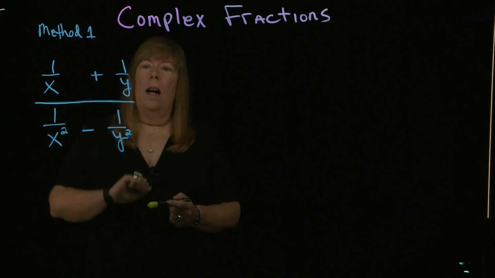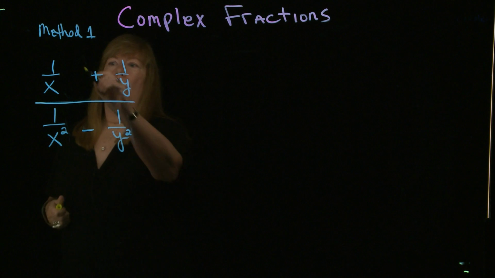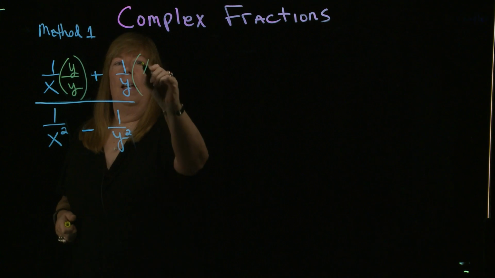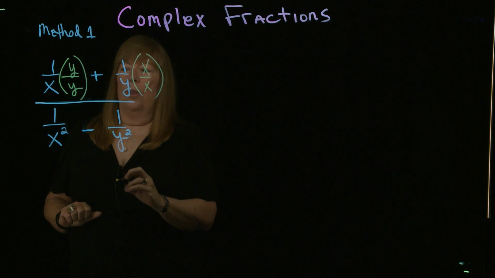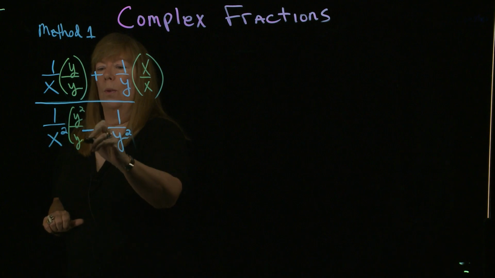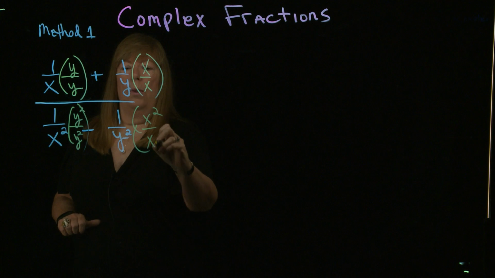Okay, so we've got to get a common denominator up here, right? xy is going to be our common denominator. So let's put y over y and x over x. And down here, our common denominator is going to be x squared, y squared. So we'll need a y squared over y squared and an x squared over x squared.